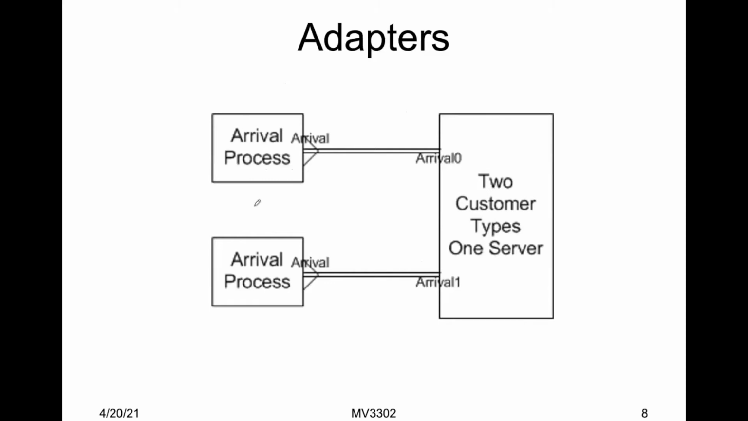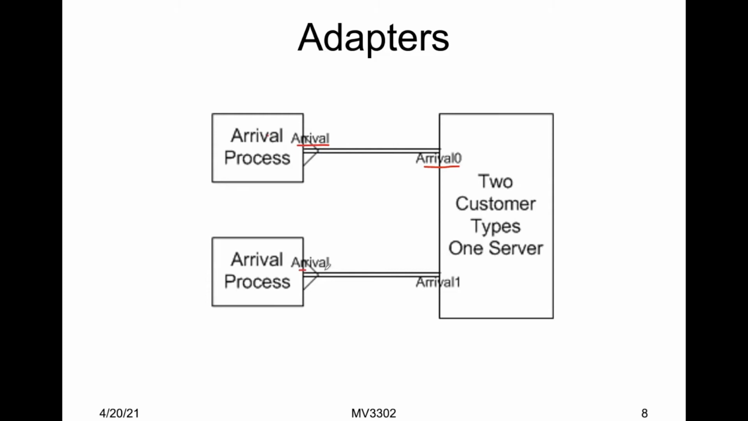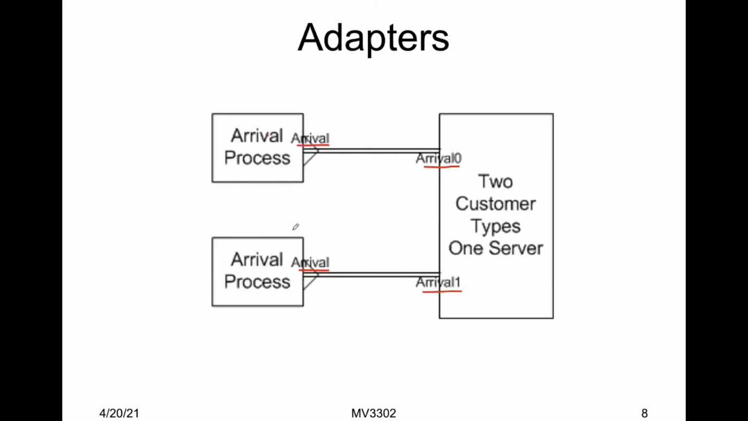Okay, so how do we deal with that? Well, that's where the adapters come in. So one way is to have two instances of an arrival process, each with their respective inter-arrival times. In this first one, I adapt the arrival event here to the arrival 0, and that will stimulate the arrival 0 events. And here I adapt the arrival event in the arrival process to the arrival 1 event. And that in turn will trigger these. So what order will these happen in? That's all up to the event list and how these things get scheduled.